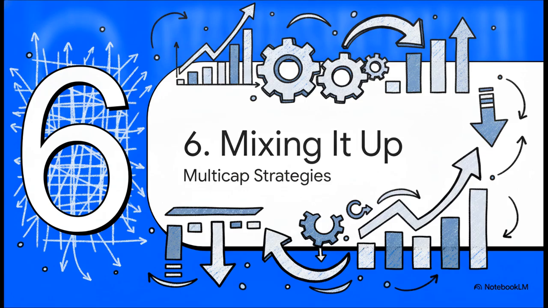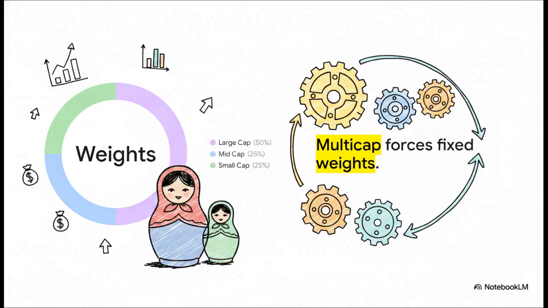Section 6. Mixing it up. Multicaps. For investors who basically want the whole nesting doll at once without letting large caps completely hijack the portfolio, there are structured blends. Indices like the Multicap 50, 25, 25 systematically mandate that exactly half your weight stays in large caps, while a quarter each is forced into mid and small caps. And these target weights are rigidly fixed and reset at every quarterly rebalance.